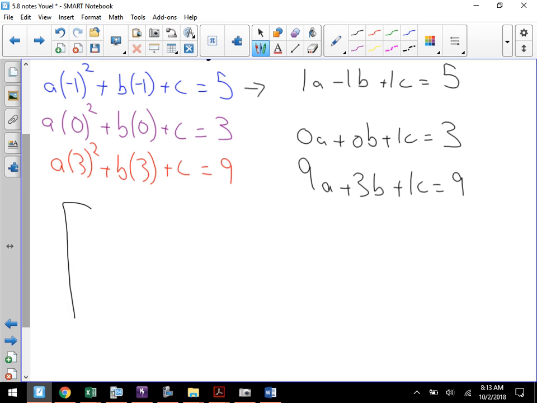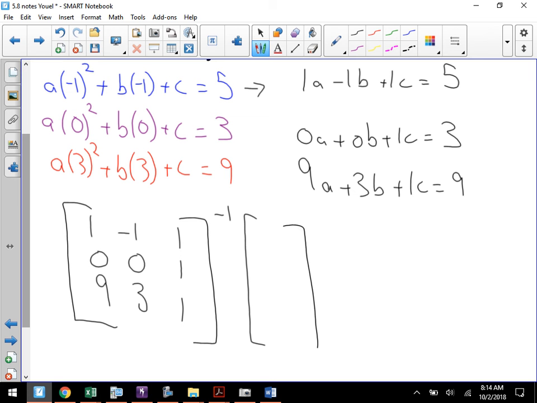If I take the coefficients, what are my coefficients? 1, negative 1, 1. What are my next set of coefficients? 0, 0, 1. 9, 3, and 1. Remember how we put this in the calculator the other day? We would do the 3 by 3 inverse. Alpha window 3, sorry. And then what we did is we did the inverse of that multiplied by the, oh, it's alpha zoom. Alpha zoom.